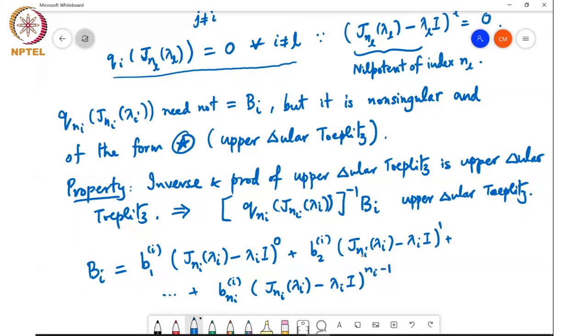So when I raise this to the power 1, this will have 1s only on the first super diagonal entry, and those 1s are getting multiplied by b_2^(i), and so they're placing b_2^(i) in the first super diagonal entry of this b_i. And similarly, when I raise it to the power n_i minus 1, I'll get a matrix which has zeros everywhere else but a 1 at the top right entry.